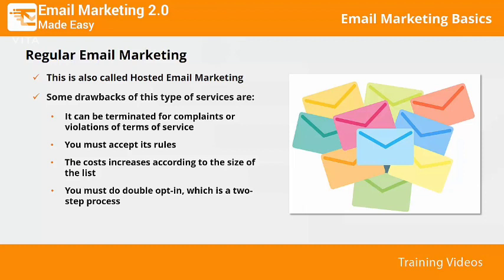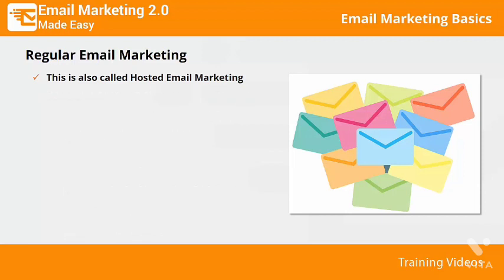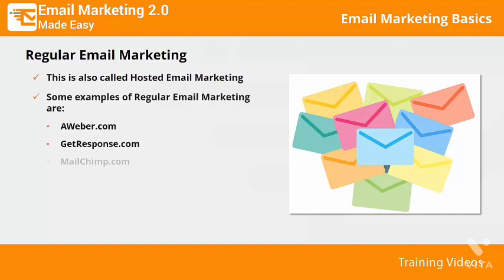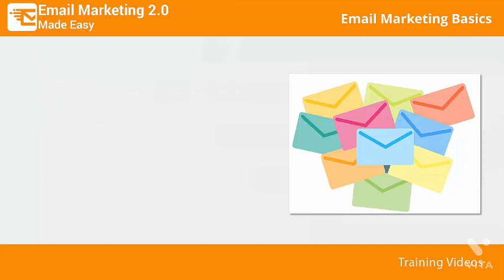Many people do not make it to the second step because of their issues, so a considerable number of subscribers may be lost. And many services have limitations on importing subscribers, so if you switch your service provider, you have to resubscribe all users or you'll lose them. Some examples of regular email marketing are aweber.com, getresponse.com, and mailchimp.com.